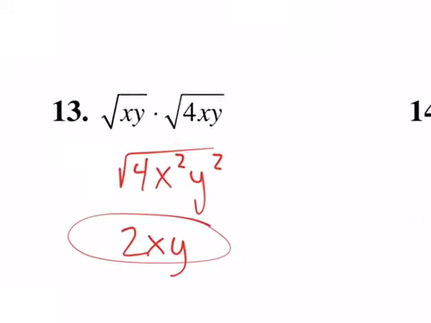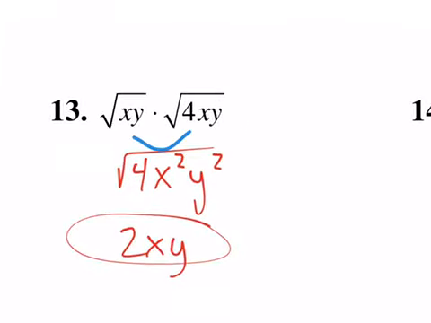Okay, on this one you multiply the radicands, and then you square root, and there you go.